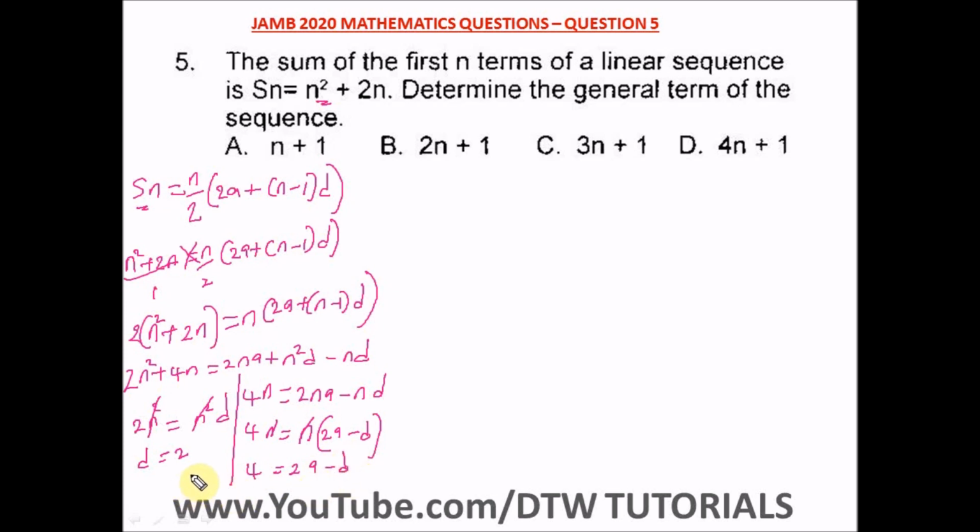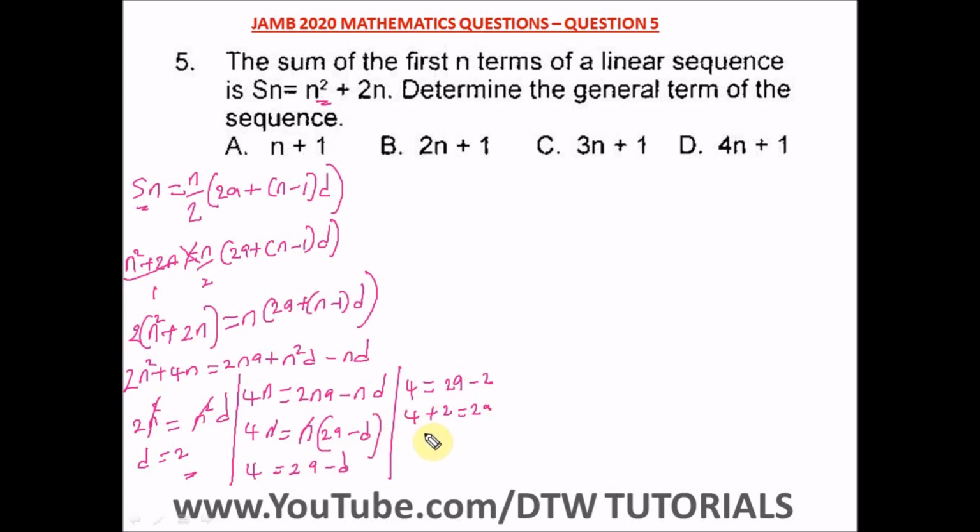So remember, we found our d to be what? 2. So when we come here, we have 4 equals 2a minus what? 2. Collecting like terms, we have 4 plus 2, that is, if this comes here, becomes plus, equals 2a.